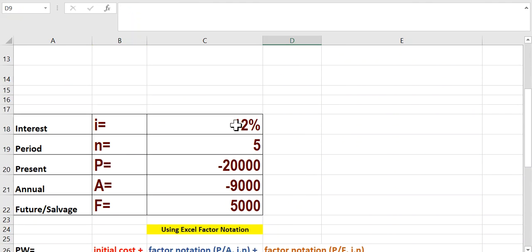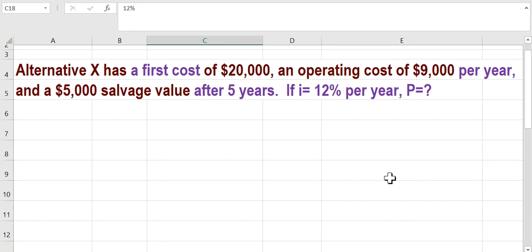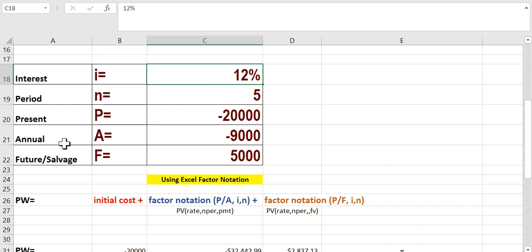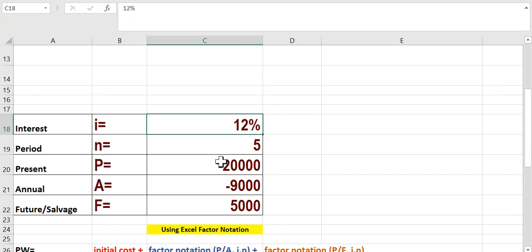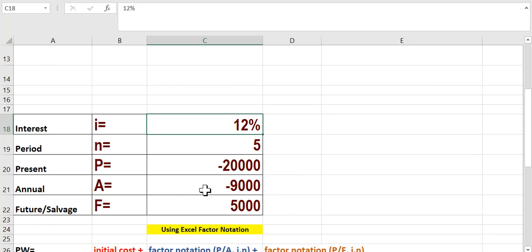We have here the interest rate. I got it from here, all this information extracted from here. It's very nice to put it in this table so you can pay attention. 12% is the MARR, which is the interest rate, the minimum attractive rate of return. We have n equal 5. The present first cost is 20,000, 9,000 is the annual, and the future is 5,000. Now, how to use the Excel sheet using that?